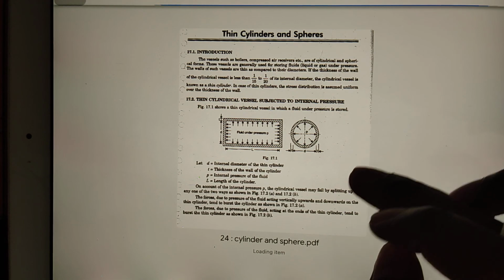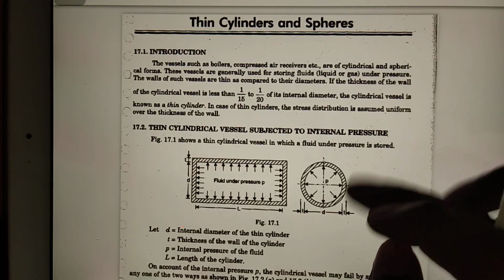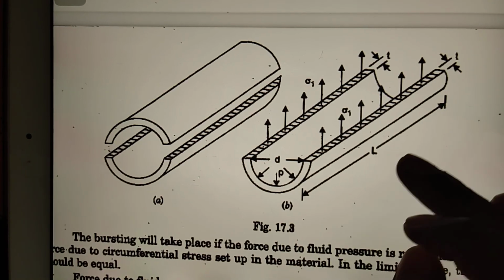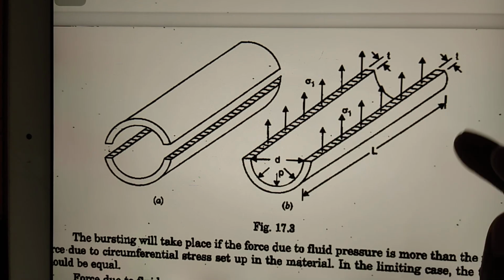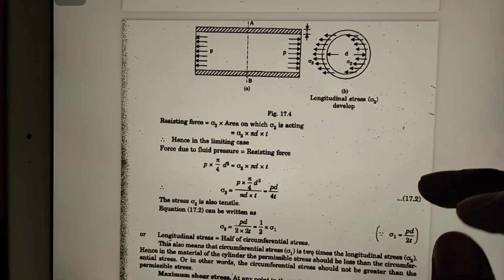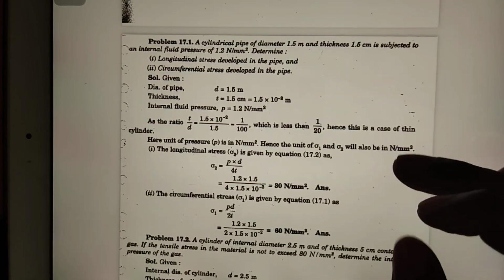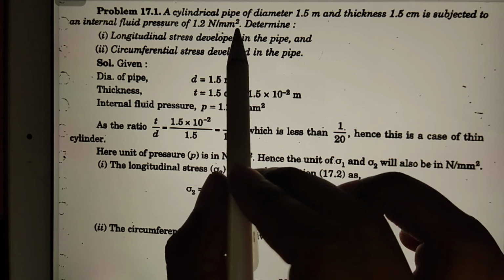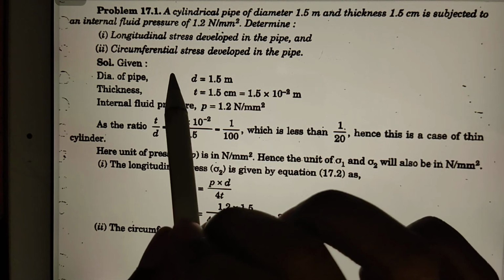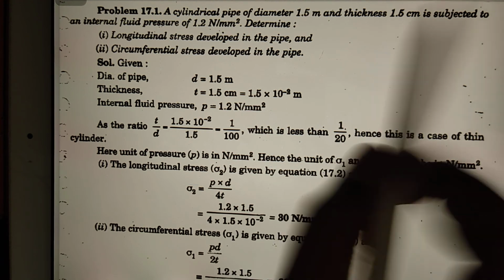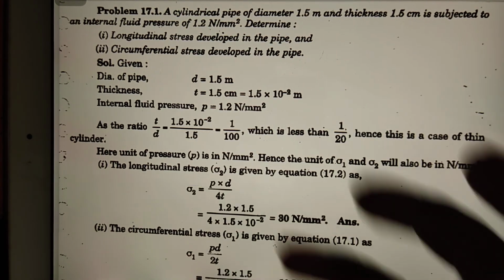But now I will tell you what kind of questions you can expect in your GATE exam. Here, they cut the cross section like this and explain it in this way. Okay, the concept is clear. You don't have to bother about the proof, only jump to the numerical. See problem 17.1. Very, very easy question. Diameter is given 1.5 meter, thickness is given, and pressure is given 1.2.